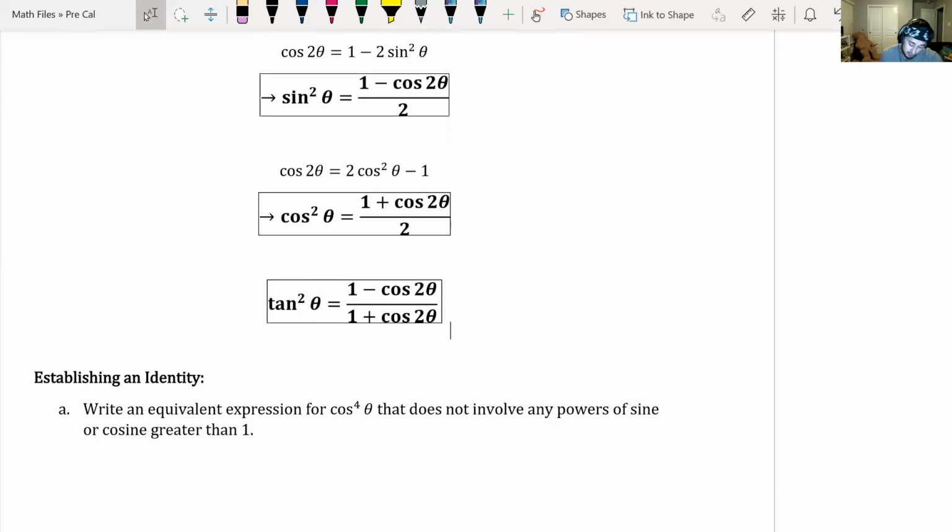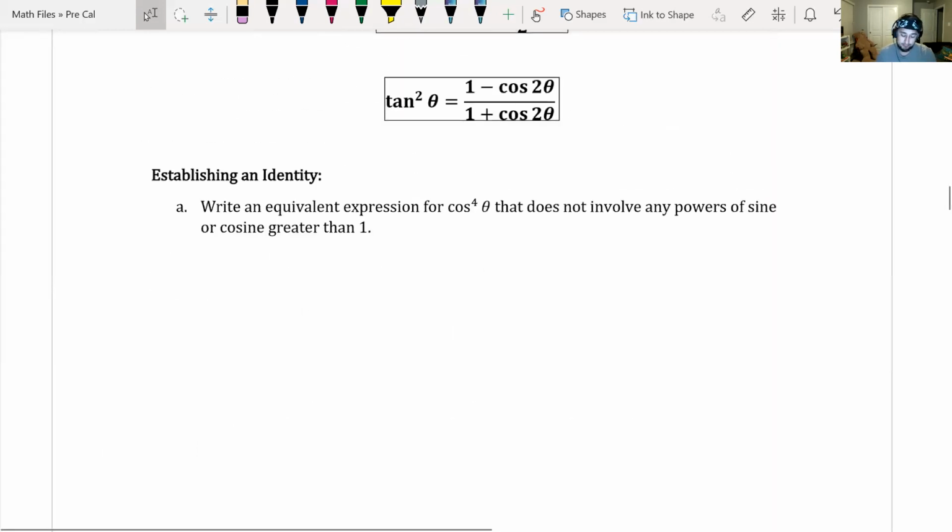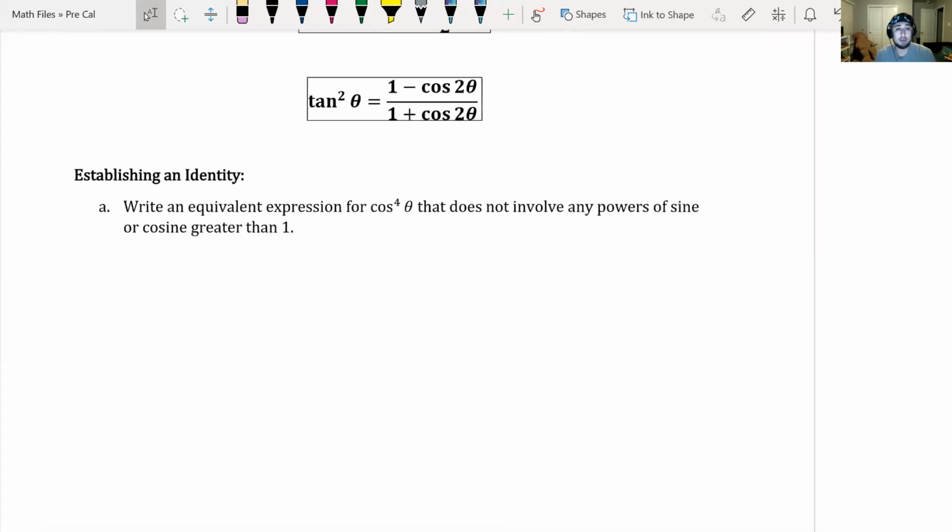Okay. All right. So now we want to establish an identity. This says, write an equivalent expression for cosine to the 4th theta that does not involve any powers of sine or cosine greater than 1. So we have to use the new formulas we just learned above to break this down into an expression that contains only exponents or powers of 1.